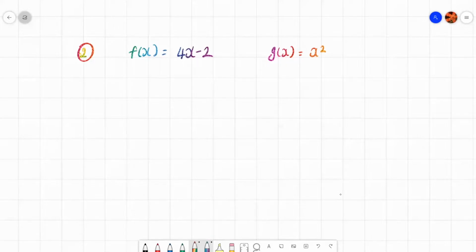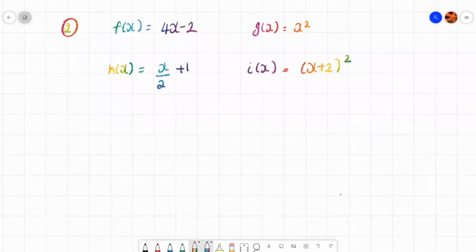Let's say h of x. We're going to have quite a few functions here to choose from. We might not use all of them. h of x equals x over 2 plus 1. And then we've got i of x, which equals x plus 2 all squared.